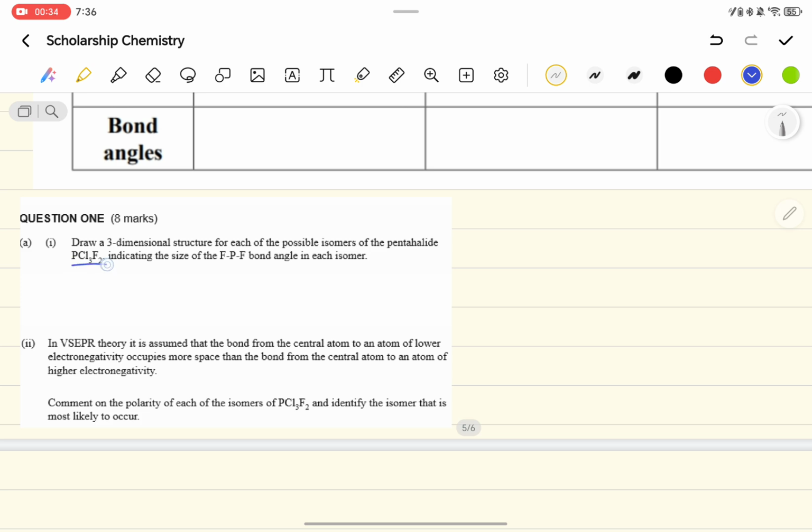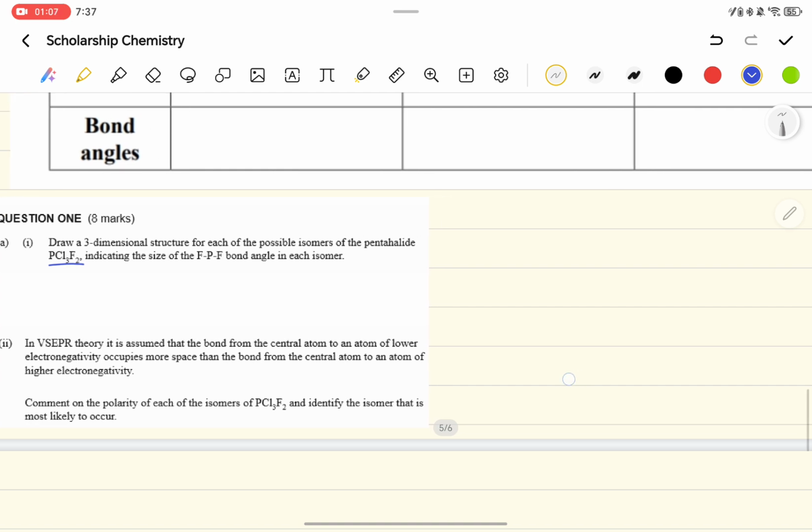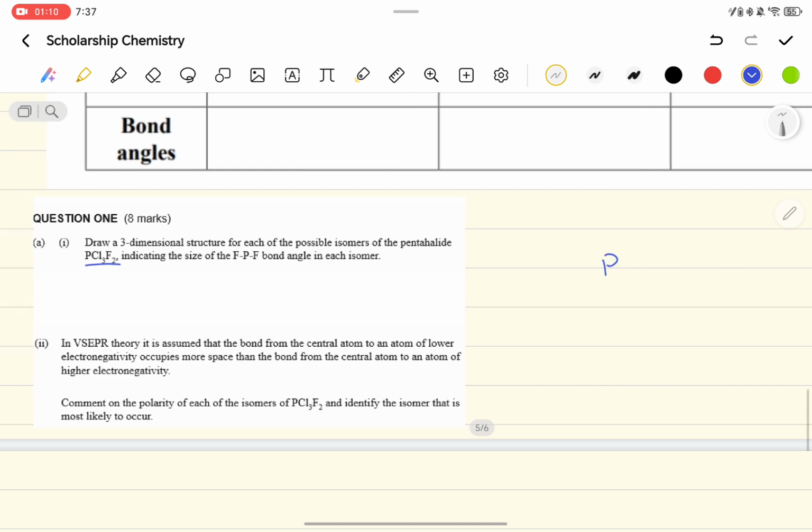It asks us to draw a three-dimensional structure for each of the possible isomers of the pentahalide PCl3F2. First, we have to decide the central atom. And the central atom in the molecule is typically the least electronegative element or atom. This way, it is better suited to share its valence electrons with multiple other atoms around it. So, in our case, the least electronegative atom will be our phosphorus, so P. So it will be our central atom.